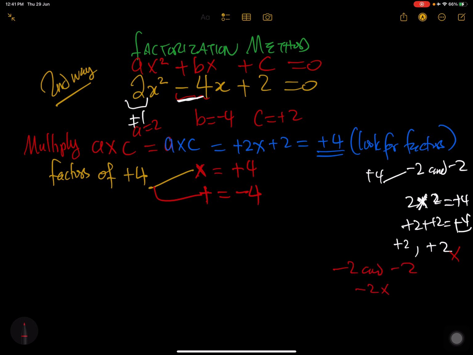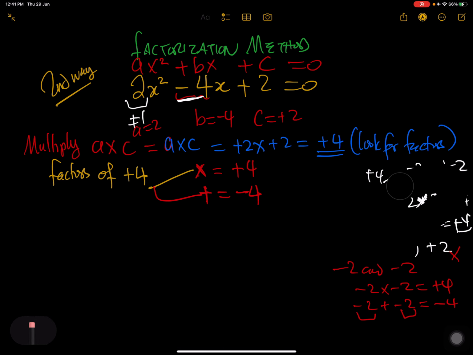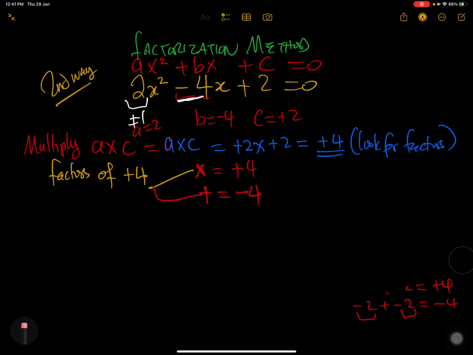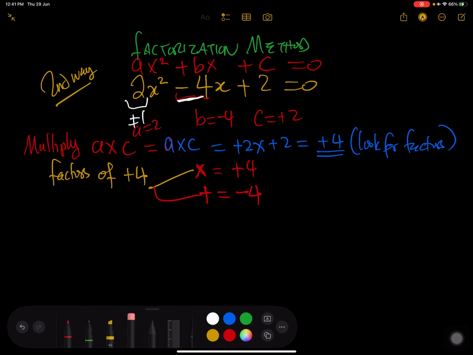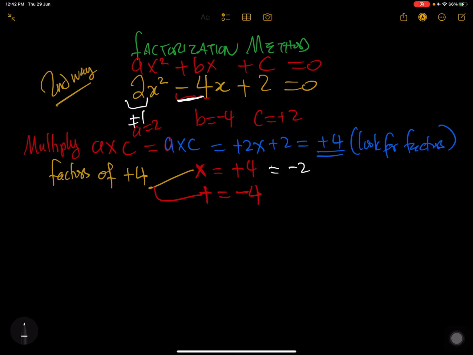If we multiply negative 2 and negative 2, we get plus 4. If we add negative 2 and negative 2 together, we're getting negative 4. We are owing two different debts, so it gives us a negative 4. I hope that clarifies. So basically, negative 2 times negative 2 gives us plus 4, and when we add negative 2 plus negative 2, we get negative 4. Therefore, our factors are negative 2 and negative 2.